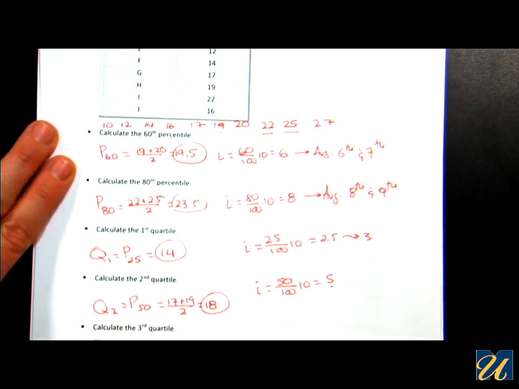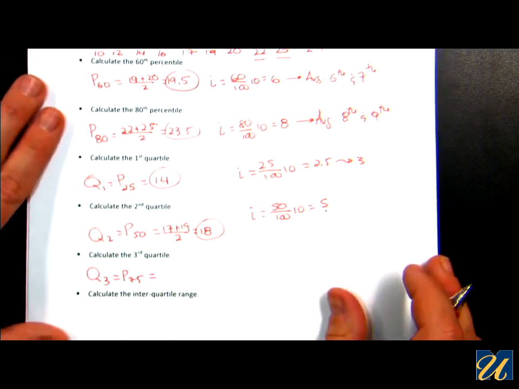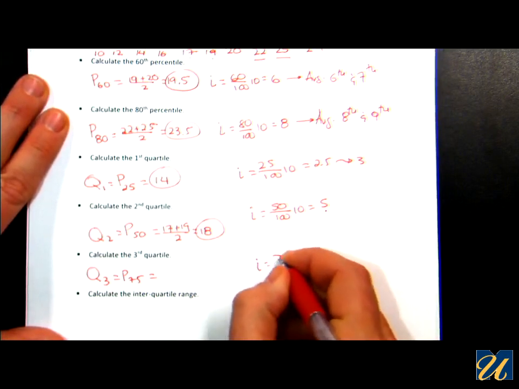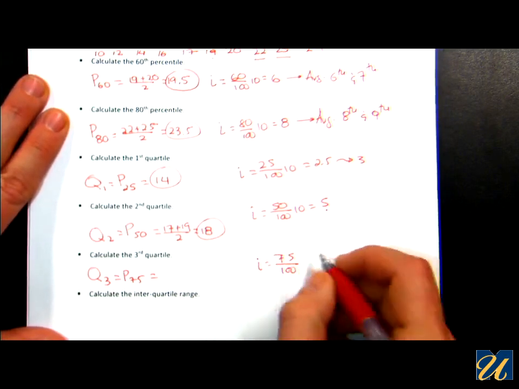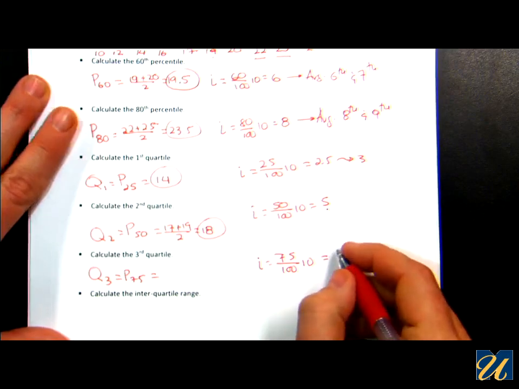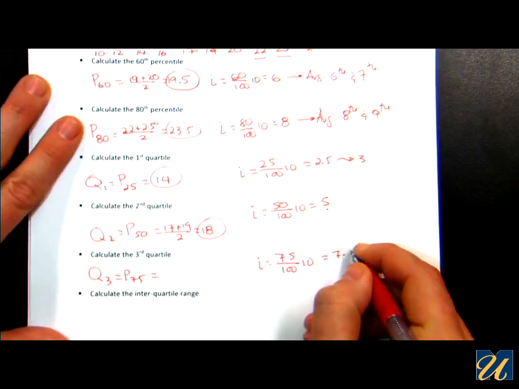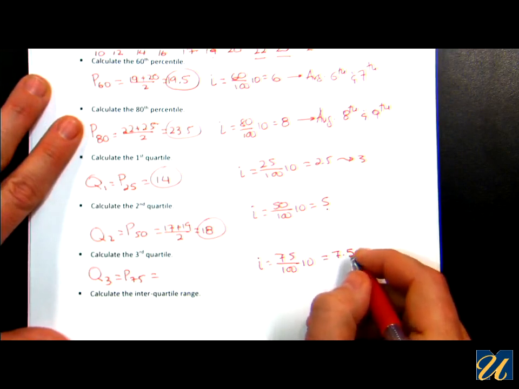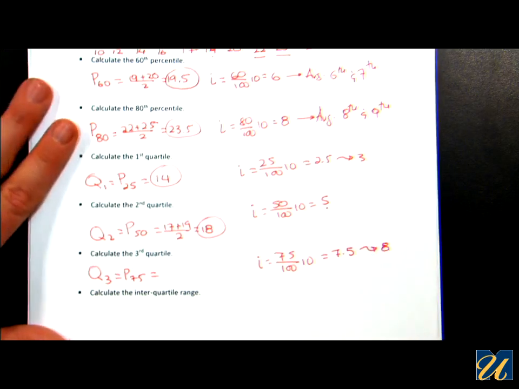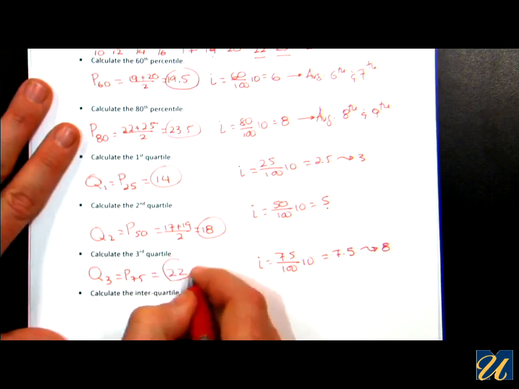Q3, P75. P75, i is equal to 75 over 100 times 10, and we have 7.5, which will turn into 8, and I will take the 8th ranked observation, which in our case is 22.